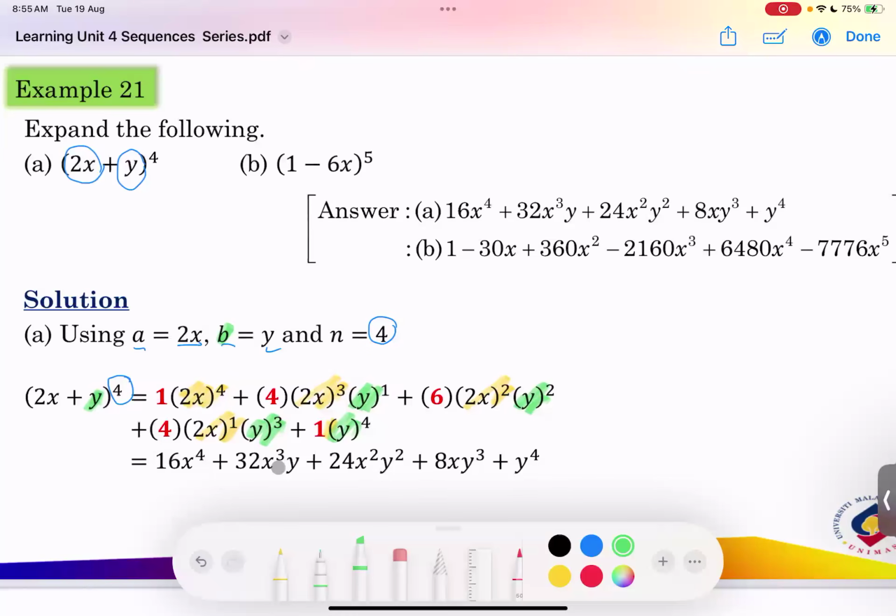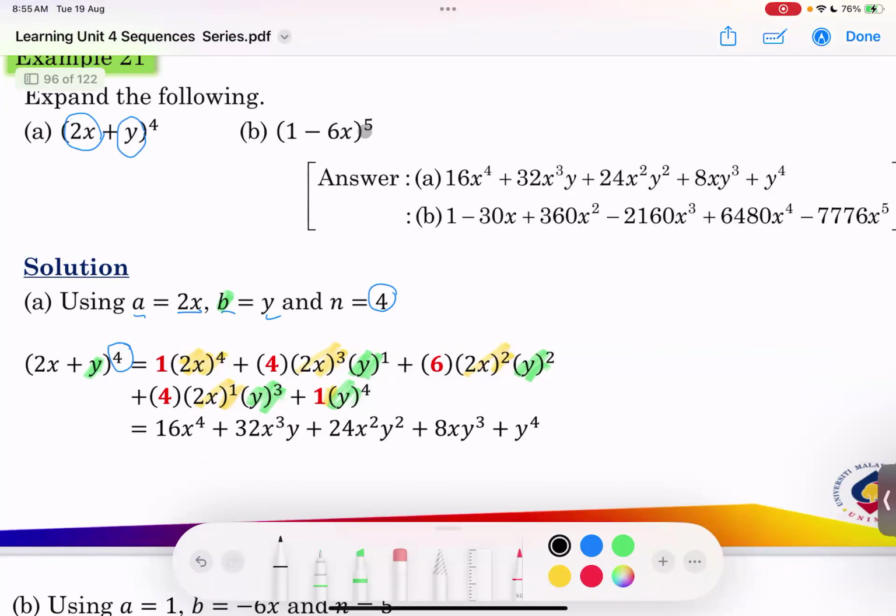After you put it into this formula, then you start to multiply. For example, 2 to the power of 4 is 16. 16 times 1 is 16. And then 2 to the power of 3 is 8, 8 times 4 is 32. And then 2 to the power of 2, 4 times 6 is 24. 2 to the power of 1 is 2, times 4 is equal to 8. And then 1 here. So this is the answer for question a.